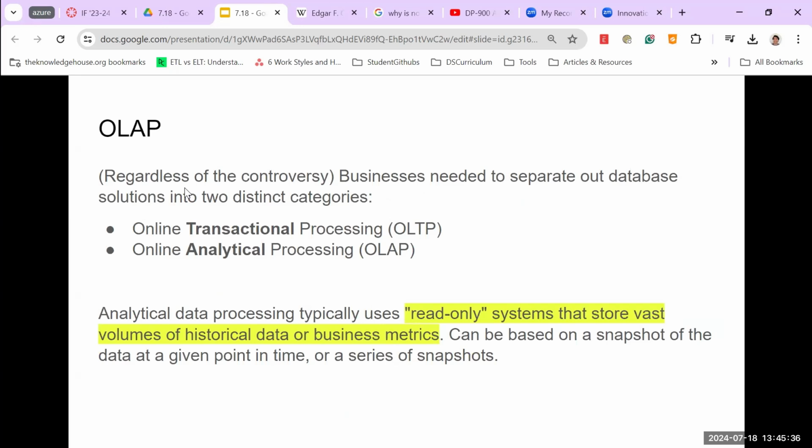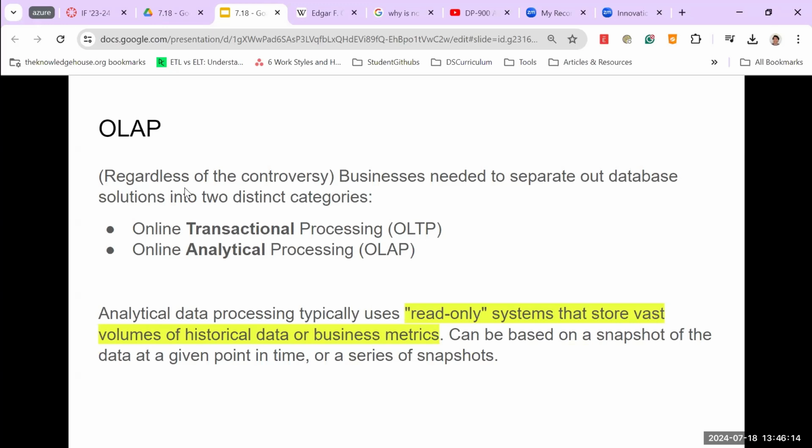Key phrase there: read-only, no updates, that stores vast volumes of historical data or business metrics. In fact, it doesn't have to be a current or a live snapshot. It could be a snapshot that occurred in history at any given point in time, or it could even be a series of snapshots. But basically, the concept is this data is denormalized. It doesn't abide by any relational schemas, and it is essentially designed for analysis.